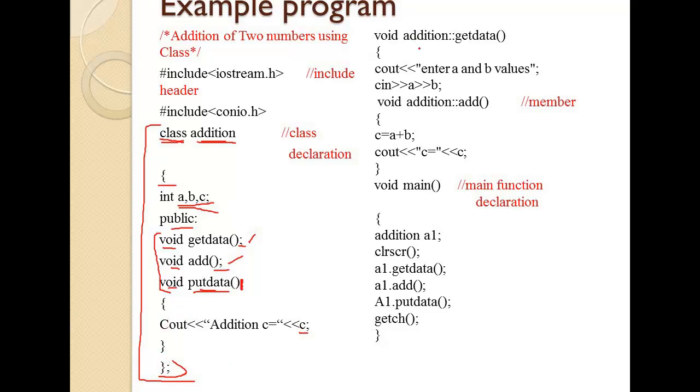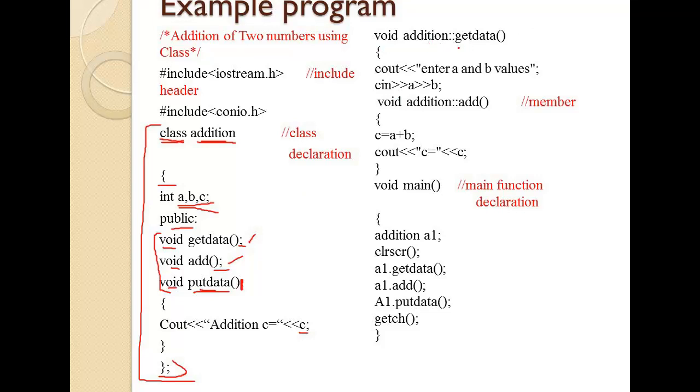Okay. So now I want to define two more functions, get data and add functions. Still I want to define them, right? Without a function definition, I cannot call that particular function. So for that purpose, I want to define the two member functions outside the class declaration part.